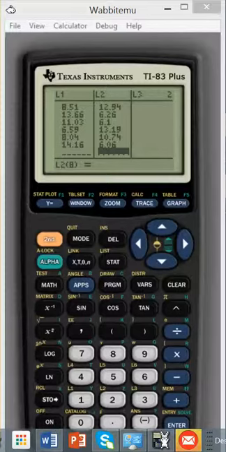8 people were selected from each chemistry class, and they recorded their shoe size. And this is the data that we have. And the question is, are they different or not?